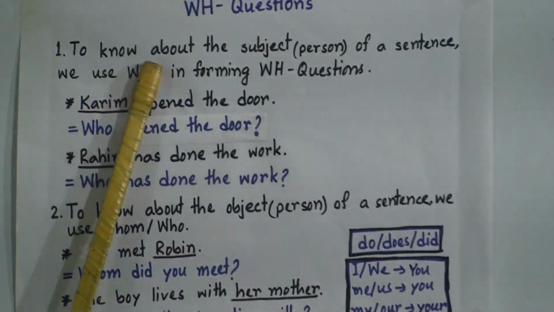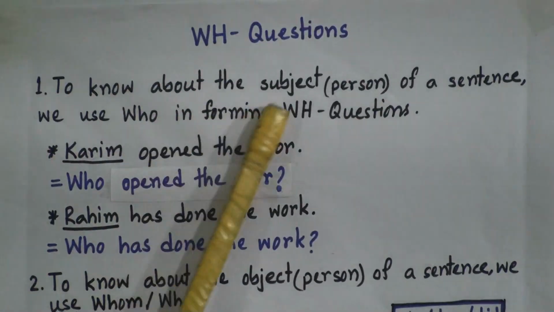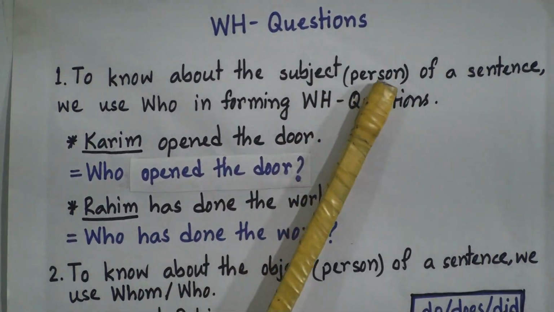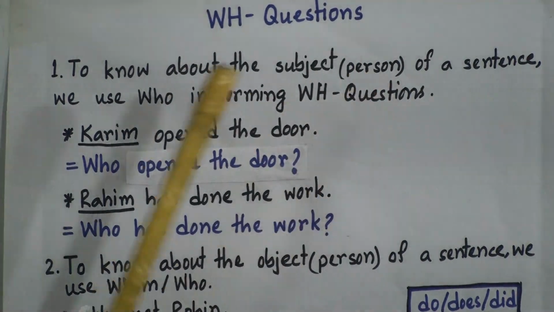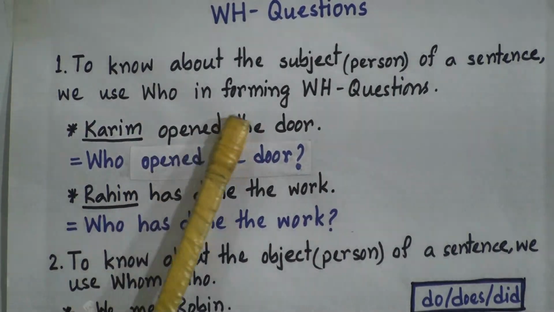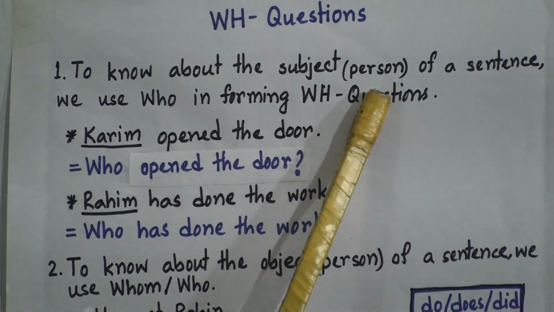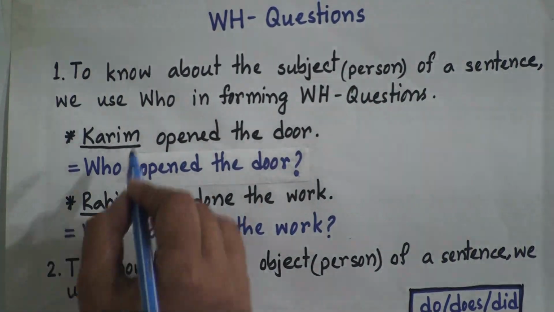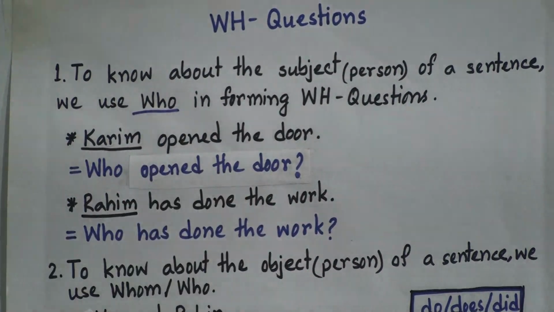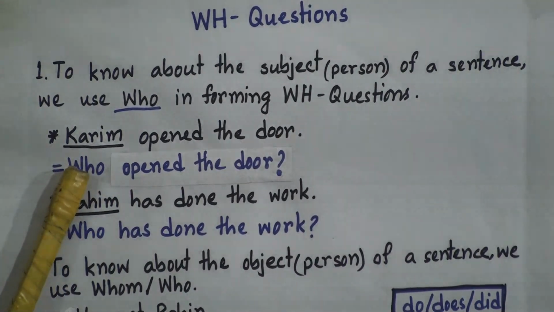So WH questions, rule number 1. To know about the subject of a sentence, that means if the subject is a person and if you want to know about it, we use who in forming WH question. That means we will use who if we want to know about the person, which is subject. Now look at this example.